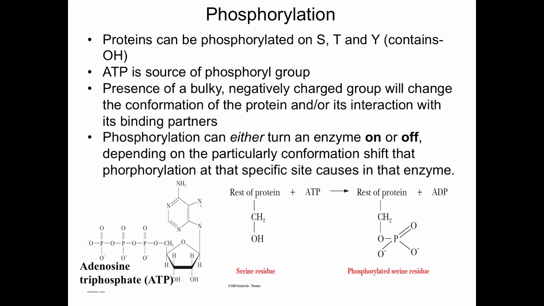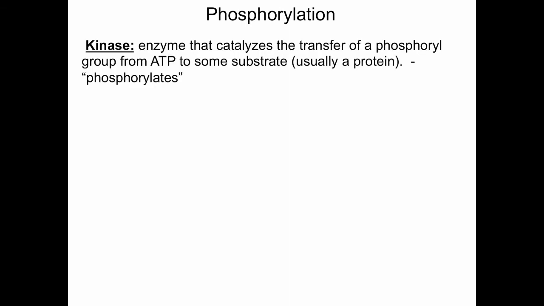binding partners. The phosphorylation can have the effect of turning an enzyme on or off, depending on the particular conformation shift that phosphorylation at that specific site causes in the enzyme. The enzymes that catalyze phosphorylation or dephosphorylation are called kinases and phosphatases. A kinase is an enzyme that catalyzes the transfer of a phosphoryl group from ATP to some substrate, which is usually a protein. And so when it acts upon a substrate, we say that it phosphorylates it.